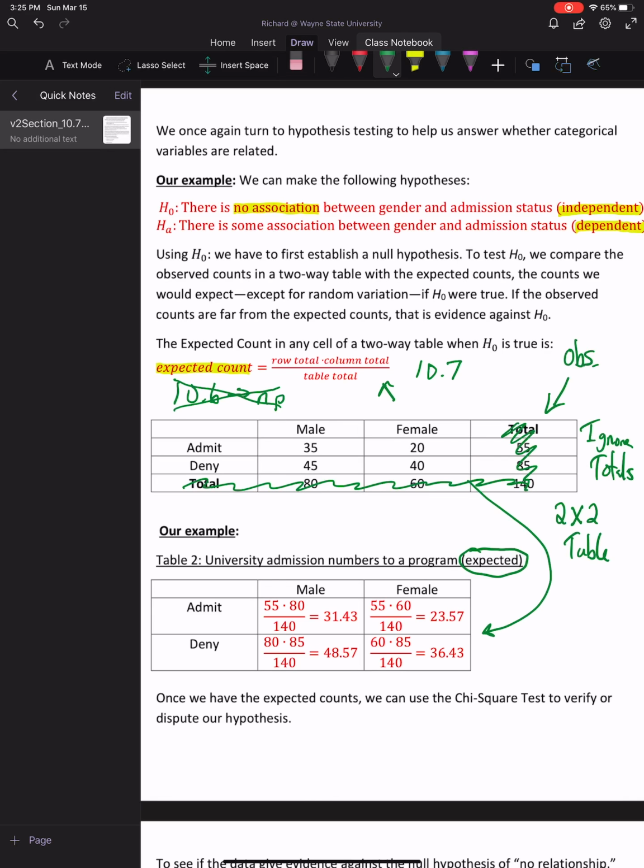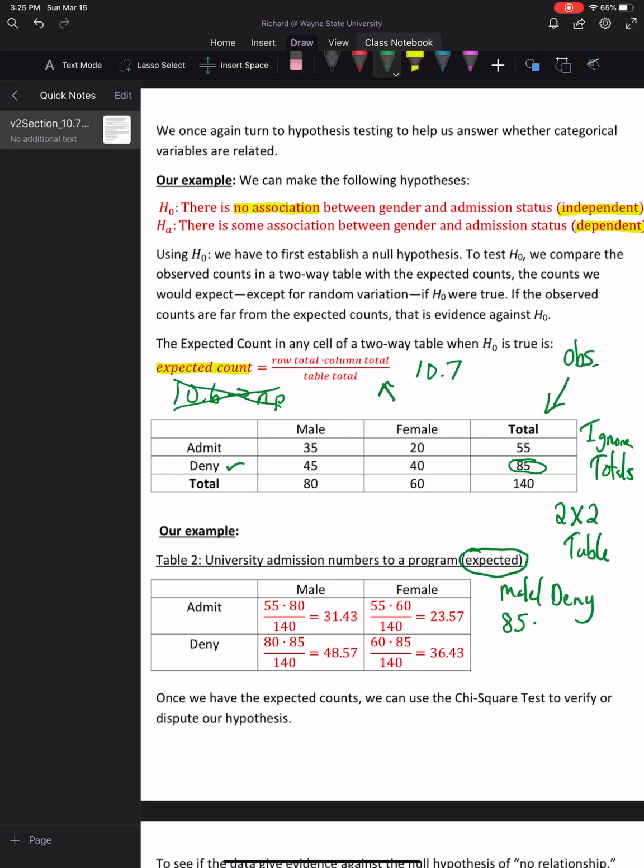Now we need to see the totals, so let me get rid of my markings here. There we go. To run this formula, let's do male who were denied. We have to look for the row total for the denied. Here's denied, and the row total is 85. So we take 85 times, and then we have to do the column total.